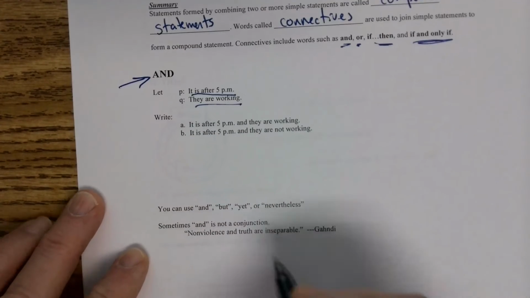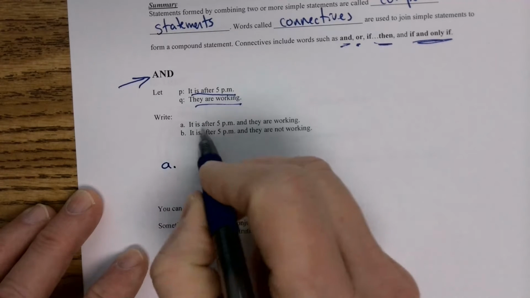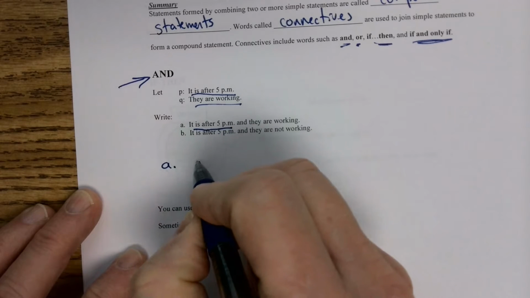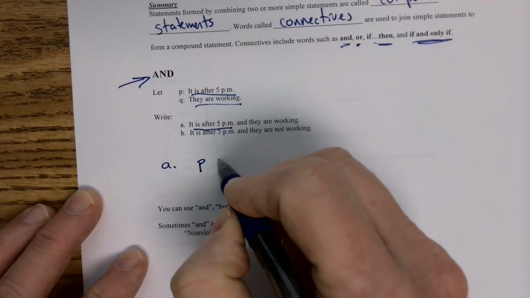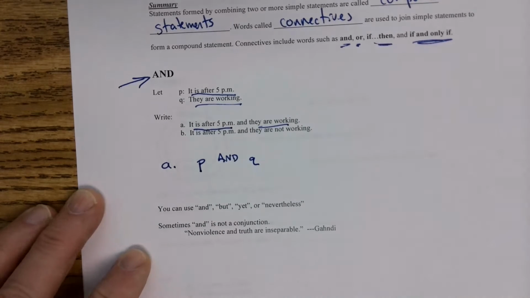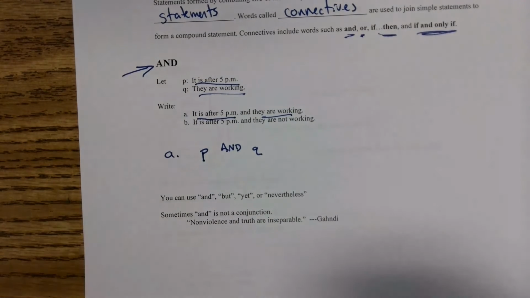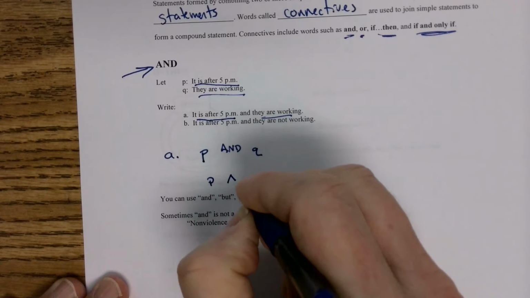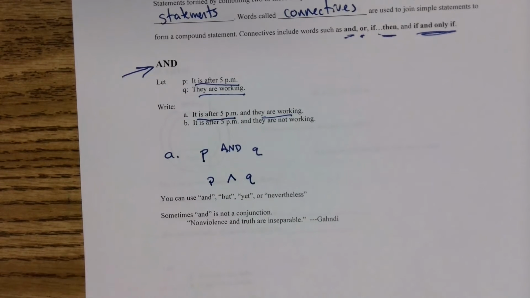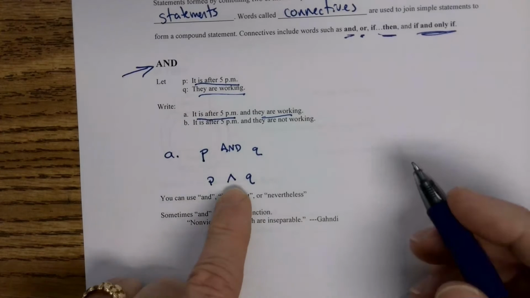Okay, so I'm going to write this. So letter A, I'm writing it is after 5 p.m. That's P. And they are working. That's Q. So I'm going to write P and Q. However, I don't want to write the word and, so I'm going to write P ∧ Q. So that little symbol, that caret, is the word and. Piece of cake, right? Okay.